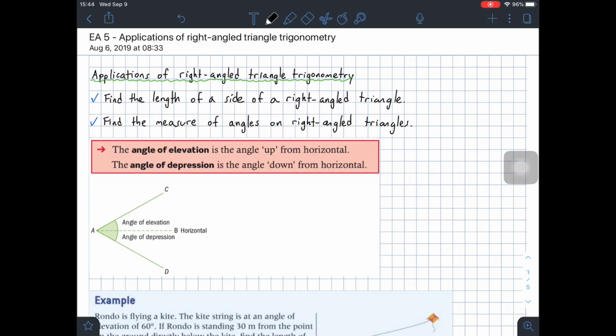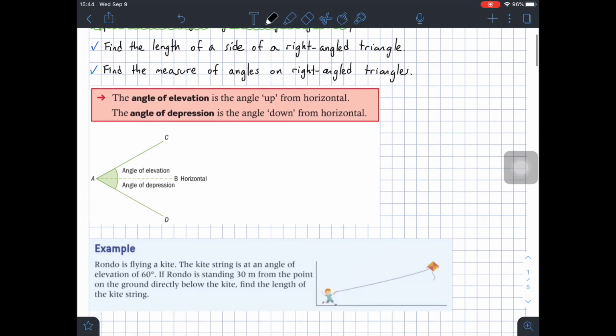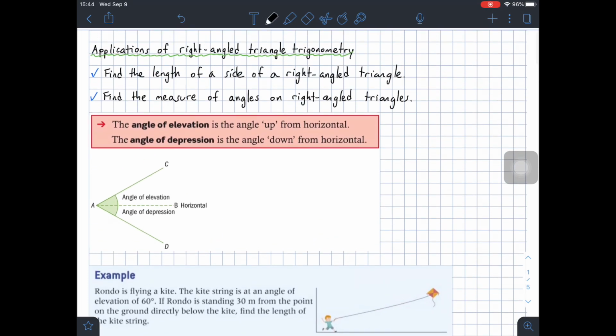Hello juniors, today we're going to see electronic assignment number 5, which is applications of right angle triangle trigonometry. We're going to see real life applications of triangles basically, okay? So 2 objectives for today's class.